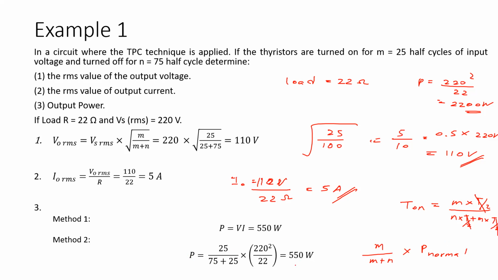After calculating it, you will get 550 watts, and you can also easily use your basic formula P equals VI. This is a resistive load, single phase, so you can directly use this. If you take V as 110 volts and I as 5 amperes, you get 550 watts. I hope everybody has understood this.